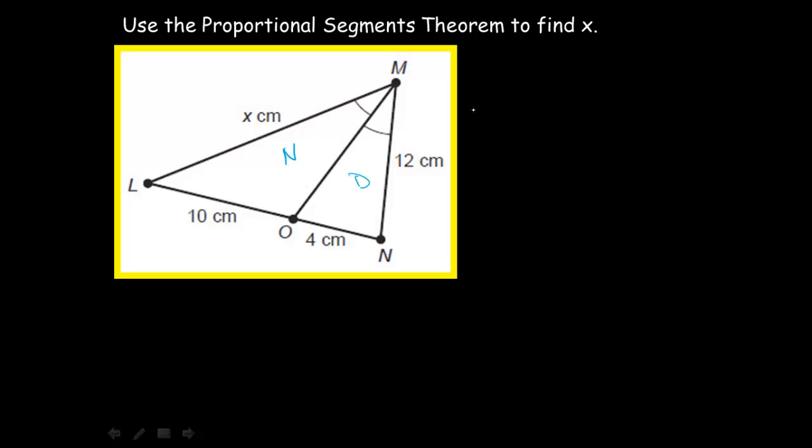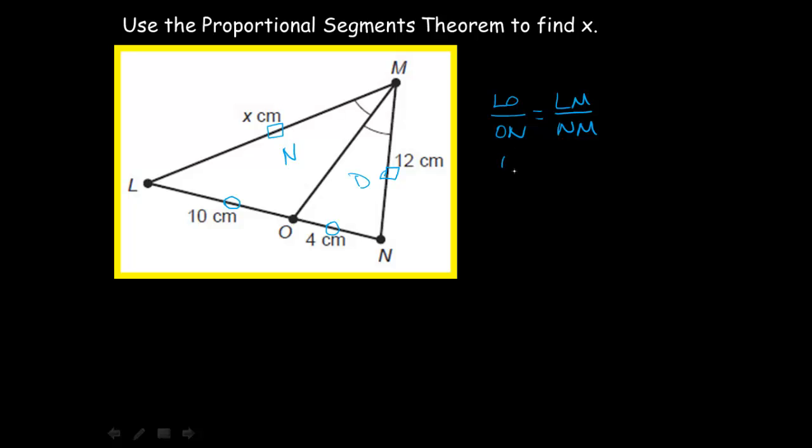So when I set up my proportion, I'm going to say these guys are proportional, and these side segments are proportional. Alright, so I'm going to have LO over ON equals LM over NM. And remember, I've told you it's very important to write down these letters like this. It helps you keep everything organized and catch any mistakes if you're going to make them.